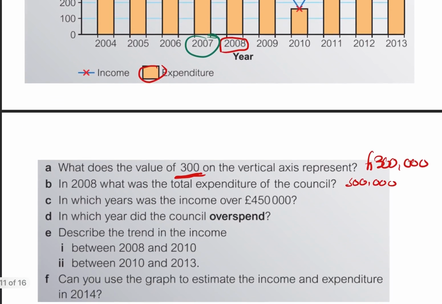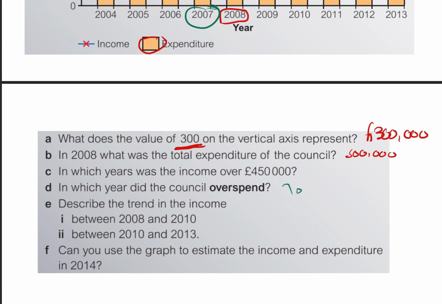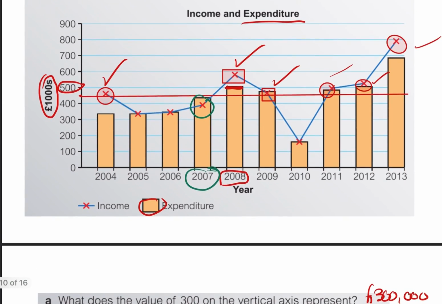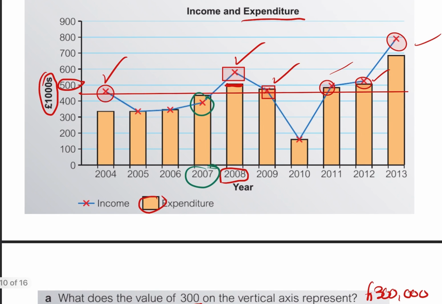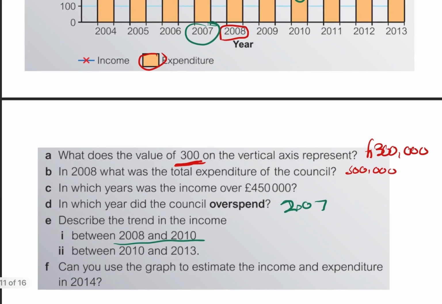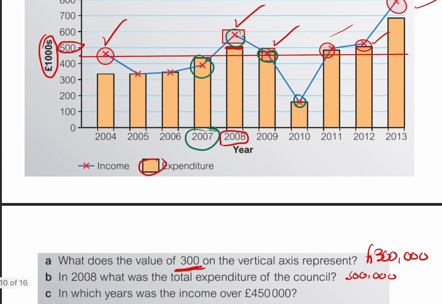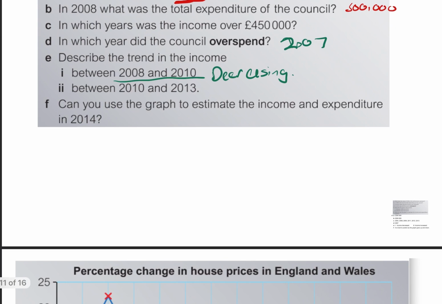Describe the overall trend. From 2008 to 2010, we're going to see the overall trend of the income. 2008, we can see it's 1, 2, 3. It's decreasing. It's going down. 2010, 2013. You know what? I'm going to let you guys answer that one on the Google form.